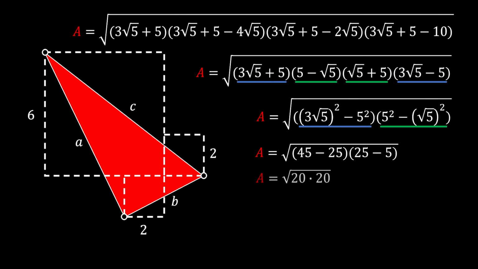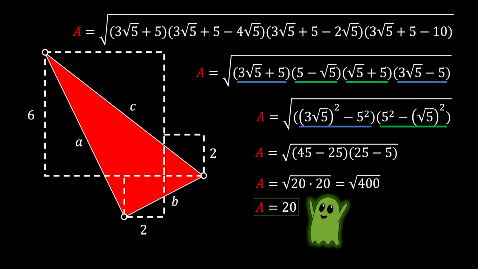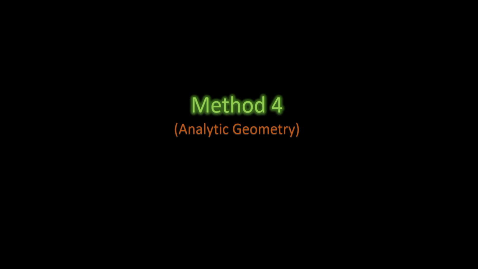From here we will get that A is equal to square root of 20 times 20, which is equal to square root of 400, and that means that our red area is equal to 20 squared units, and again we have our solution. Now let's try the method number 4, the analytic geometry method.